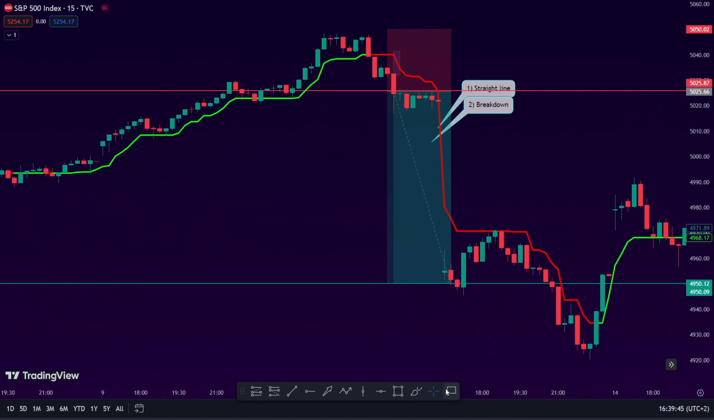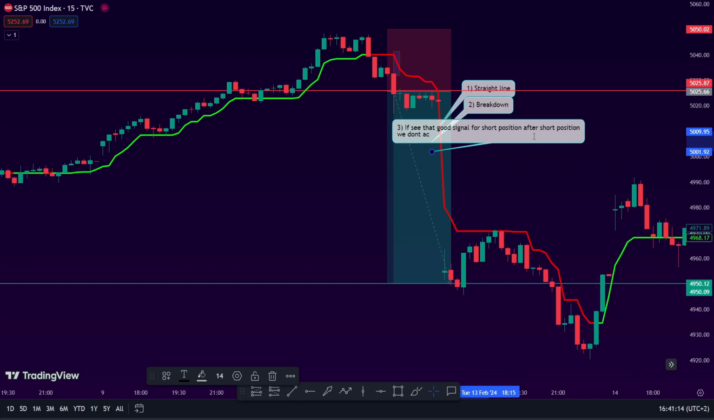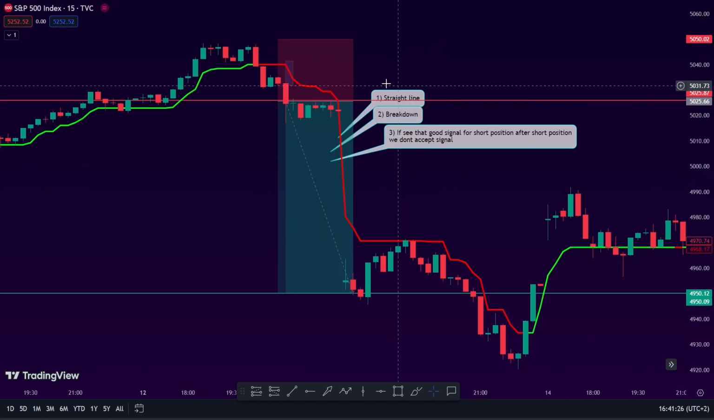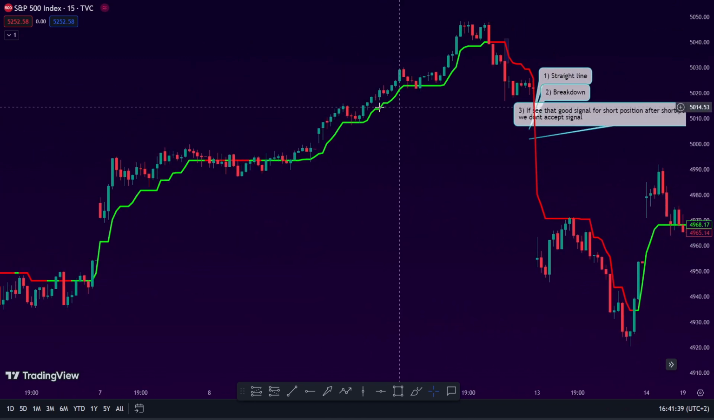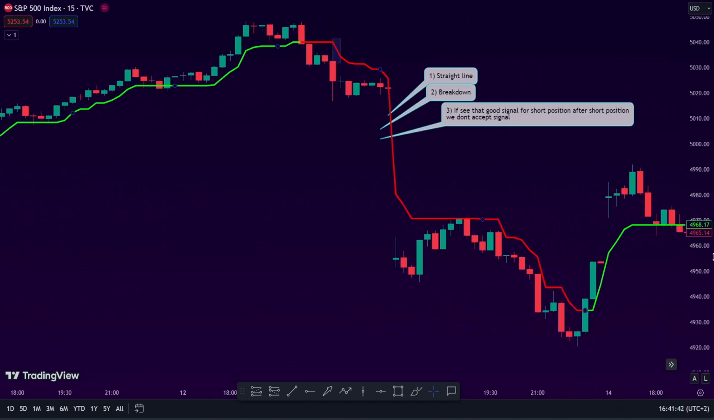So the third rule is, if we see a good signal for a short position, after this short position we don't accept this signal as a valid signal. Now we know these whole 3 rules. Let's see examples of this strategy.